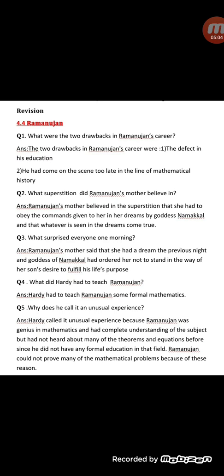What are the two drawbacks in Ramanujan's career? The two drawbacks in Ramanujan's career were the defect in his education, and second, he had come to the scene too late in the line of mathematical history. Question number 2. What superstitions did Ramanujan's mother believe in? Ramanujan's mother believed in the superstitions that she had to obey the commands given to her in her dream by goddess Namakkal, and that whatever is seen in the dream comes true.